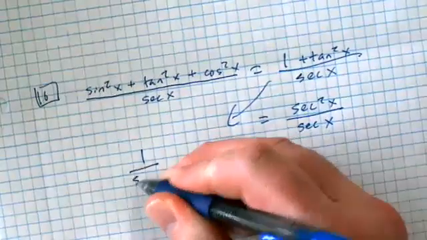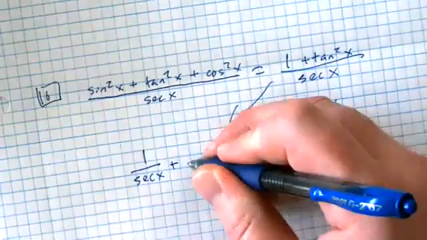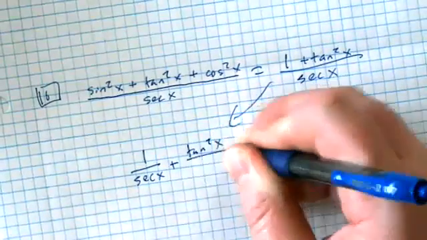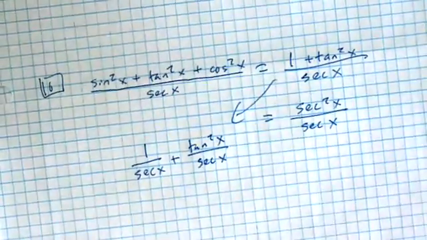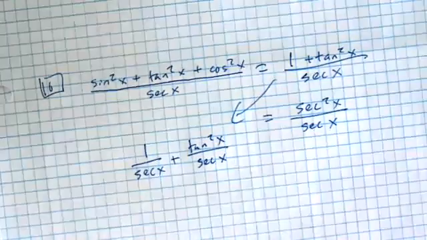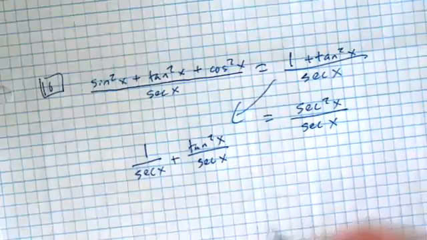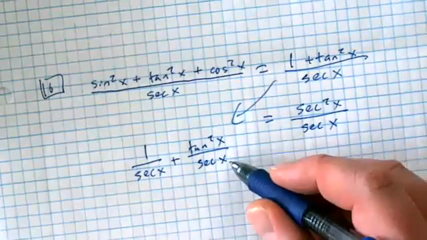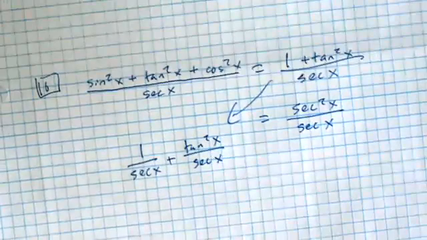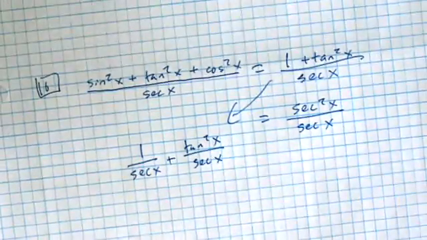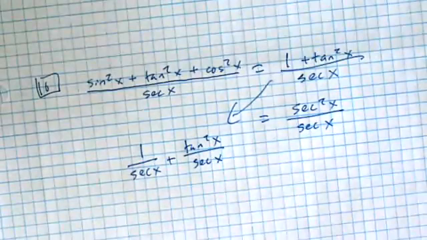So you did 1 over secant x plus tan squared over secant x. Yeah. What do you mean you split it, the tan? Okay. Tan squared secant minus 1. Can I look at it? Let me look at your. Grab my sheet here.